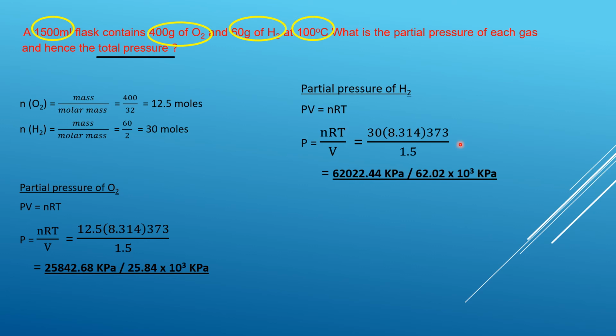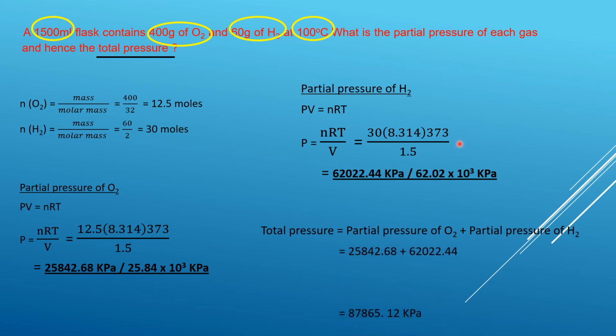Now that we have the partial pressure of oxygen and the partial pressure of hydrogen, let's look at the second part of the question. What is the total pressure? The total pressure basically is the sum of the partial pressure of each gas. So that would be equal to the partial pressure of oxygen plus the partial pressure of hydrogen. And this is how we can work it out. So the total pressure comes to 87.87 times 10 to the power 3 kilopascal.